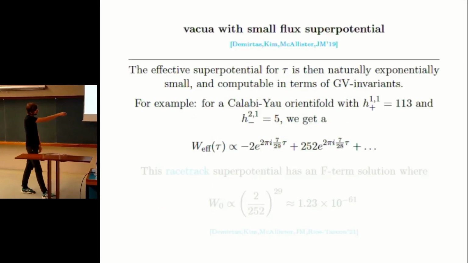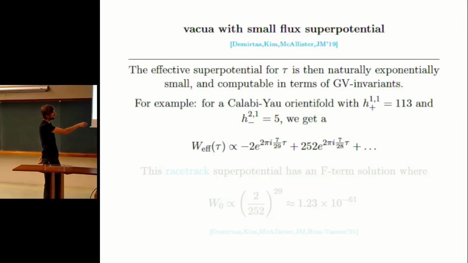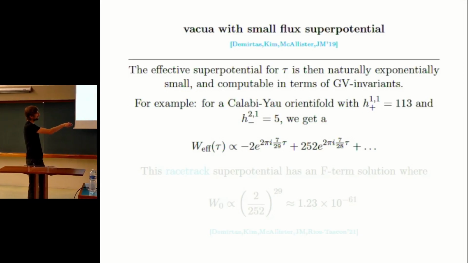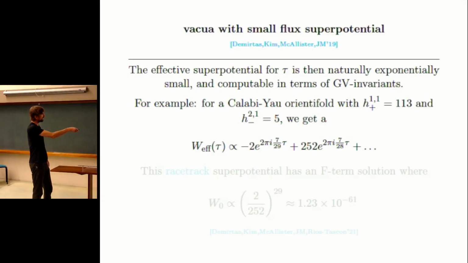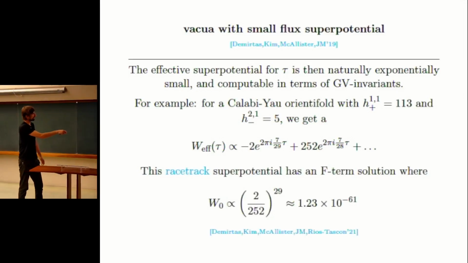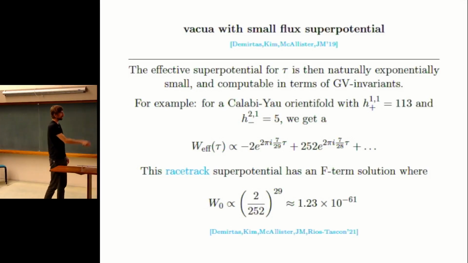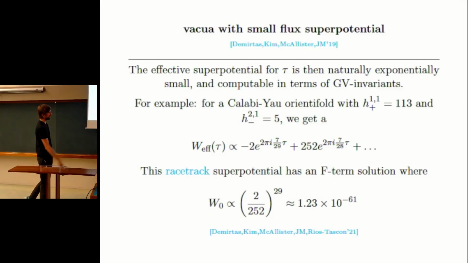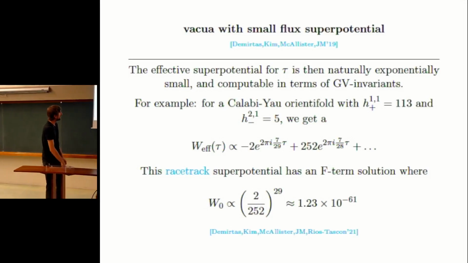Yeah. So indeed, the coefficients out front here are Gopakumar-Vafa invariants, and for slightly tuned fluxes, one finds that the exponents are closely aligned. So these are real examples that one finds from real orientifolds and real flux choices. So one finds very closely aligned exponents, and then the racetrack superpotential has an F-term solution given in terms of the ratio of the polynomial terms outside here to a high power 29 that comes from the closeness of the exponents here, and that turns out to be about 10 to the minus 61. So this is what we found in this paper.